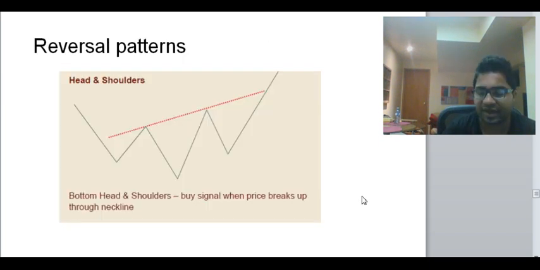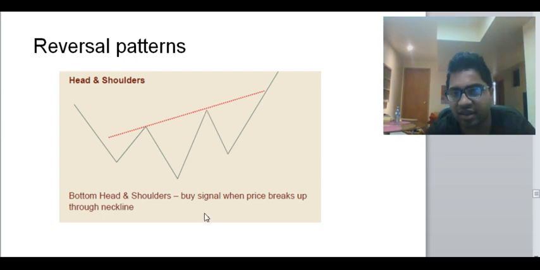Now there are two patterns in charts: reversal patterns that indicate reversal of trend, and continuation patterns. A continuation pattern indicates that the trend is continuing. Now head and shoulder is a reversal pattern. So this is an inverse head and shoulder. For example, it is a downward trend.